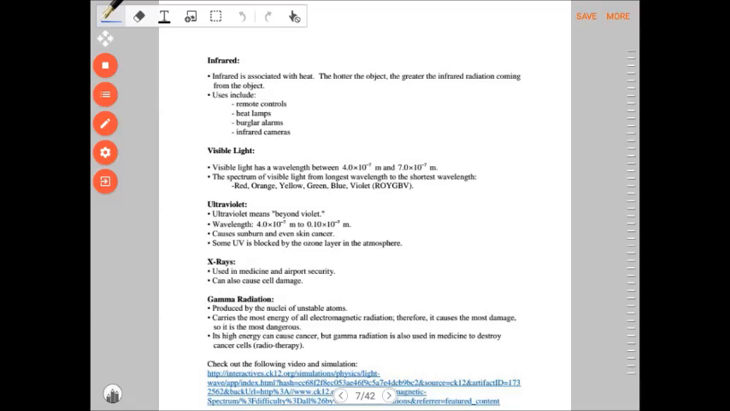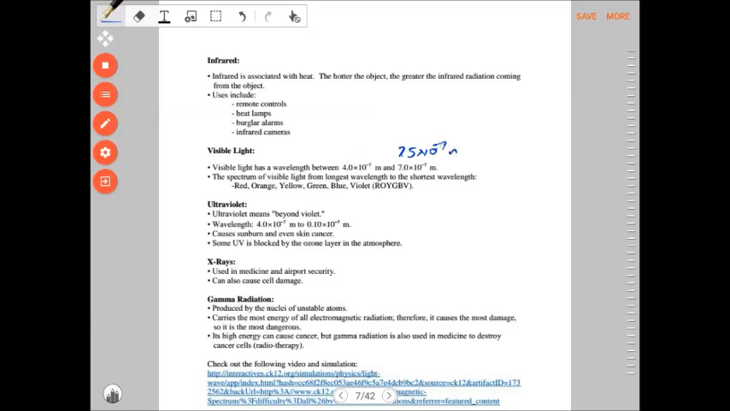The uses for infrared: remote controls, heat lamps, alarm systems, and infrared cameras. Okay? So visible light, of course, has wavelengths from 4.0 times 10 to the negative 7 to 7.0 or 7.5 times 10 to the negative 7 meters.